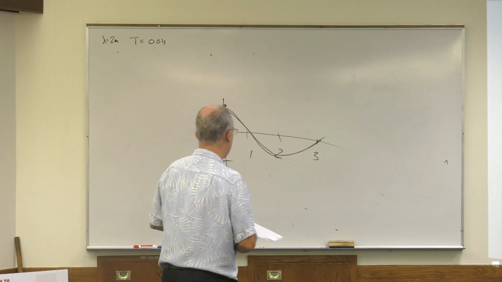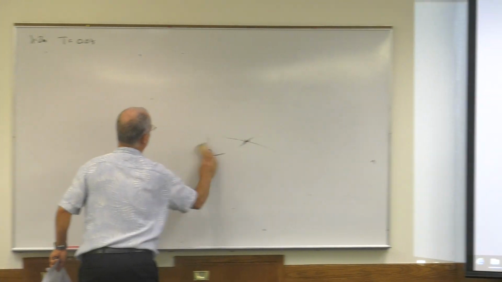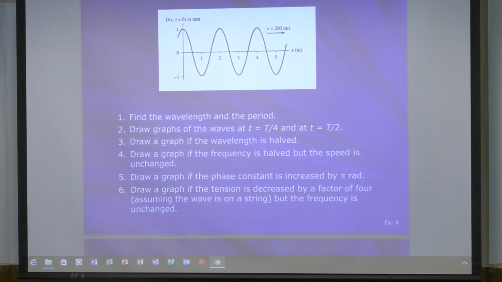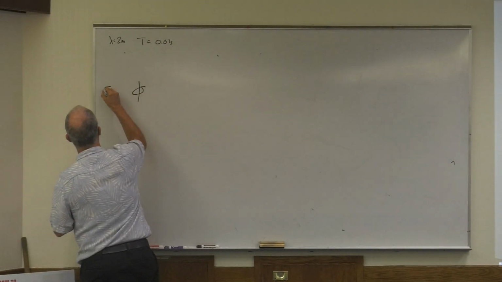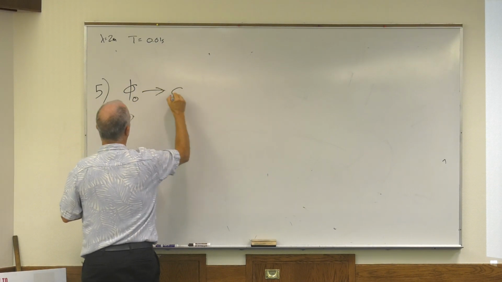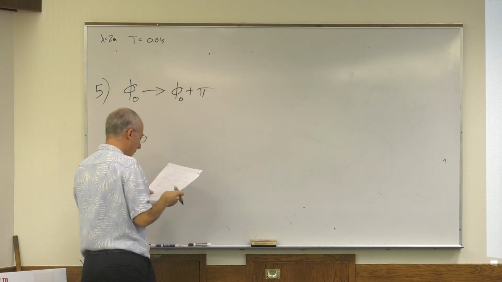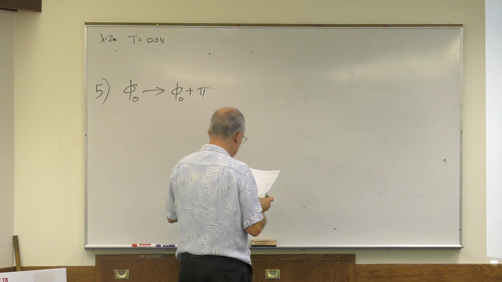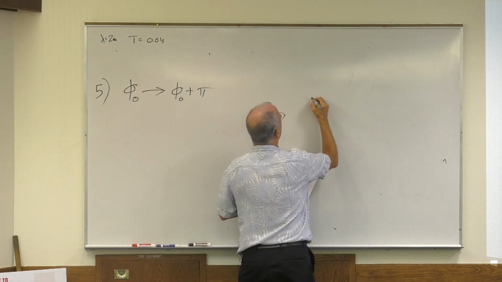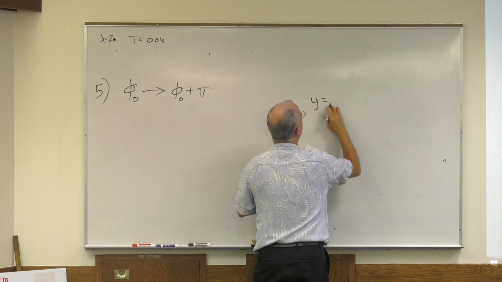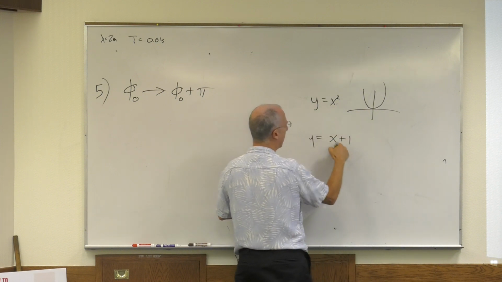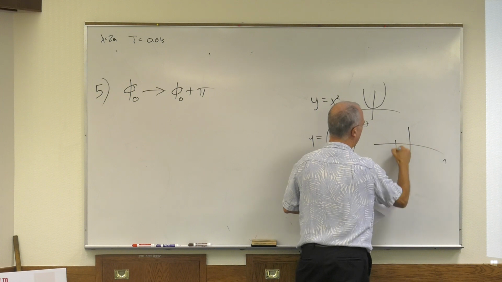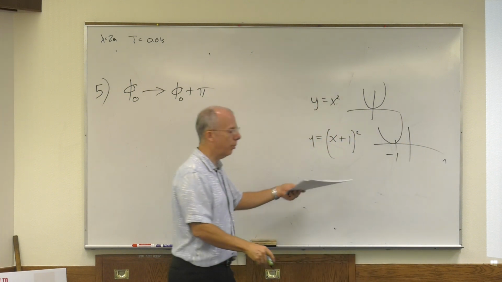All right, let's see. Number 5. Okay, number 5 says the phase constant is increased by pi. All right. Now, go back to your parabola. You know, y equals x squared looks like this. Y equals x plus 1. What does that look like? Like that, right? If you have a plus, it moves to the left.